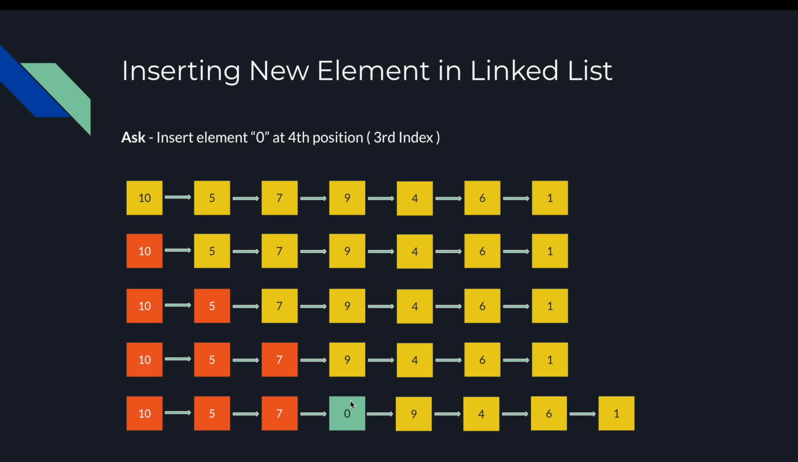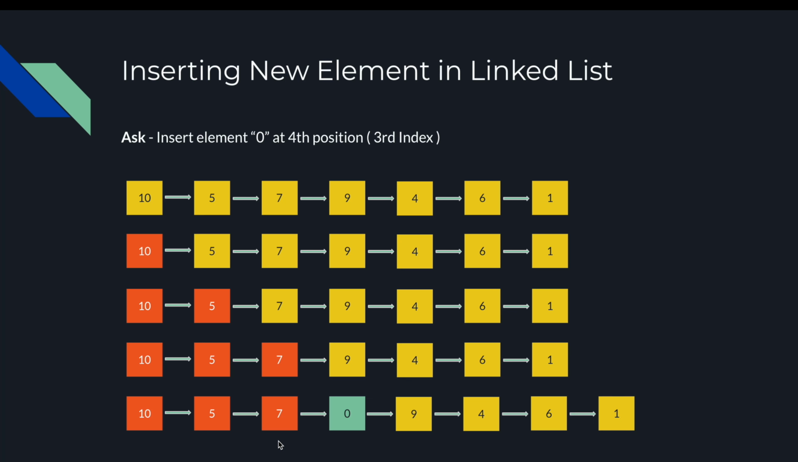We have added 0 at fourth position, or you can say the fourth node, but we are missing one thing here. If you see, previously this third node was referencing or pointing to the node that has value 9, but now it is pointing to the node that has value 0, which means we have lost the reference or pointer to this node. Now in order to save the chain and save the rest of the linked list, we need to put the reference of this node that has value 9 into our new node that has value 0.